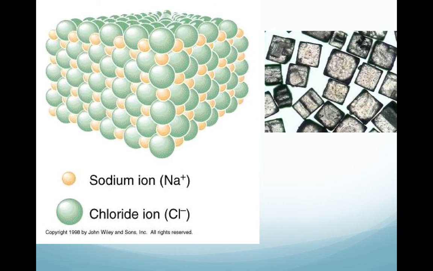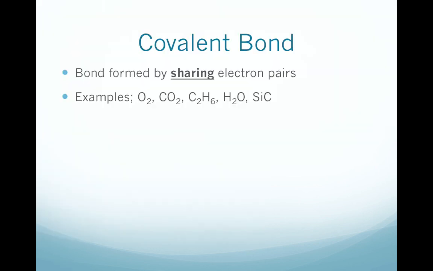This is unique. When ionic bonds are formed, they create a unique structure called a crystal lattice. So when you look at salt under the microscope, it's not circles, it's actually very strong, very unique squares. Covalent bonds. A covalent bond is a bond that's formed by sharing electrons. You can see some examples of that here.